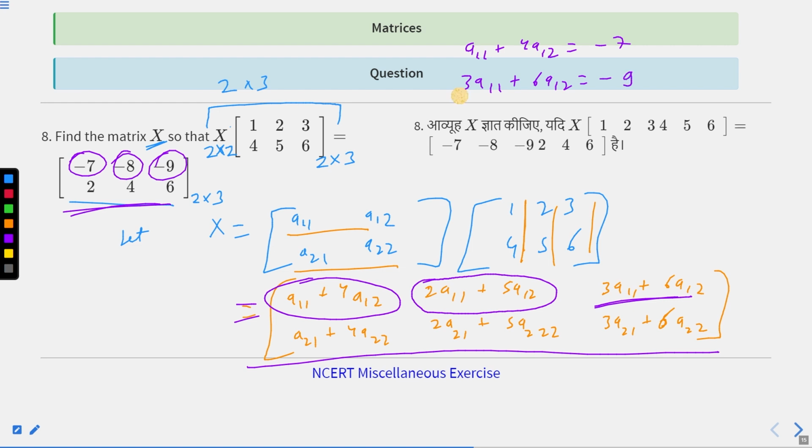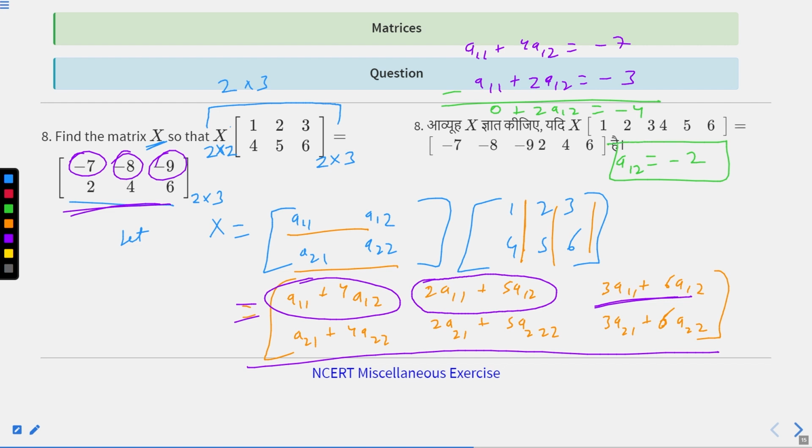Take 3 common here, or just divide both sides by 3, and you are left with this. Now subtract this equation from this. Subtracting, the a11 terms give 0, this minus this gives plus 2a12, and the right side gives minus 4. So your a12 entry will be minus 2.